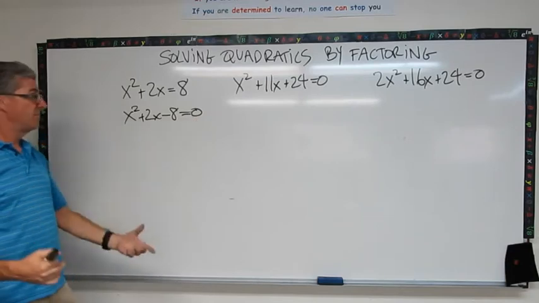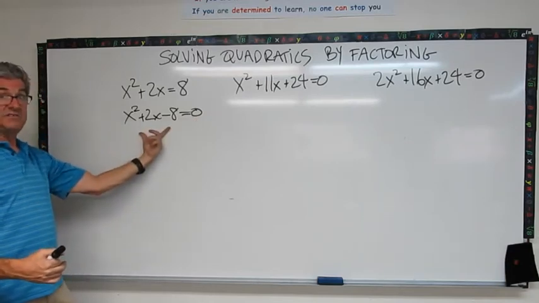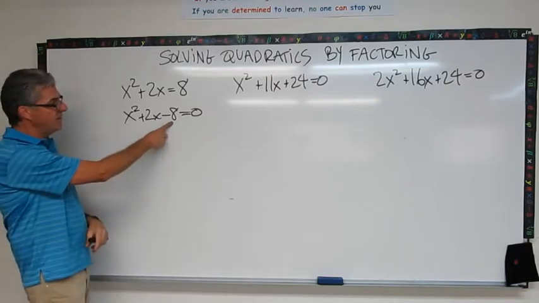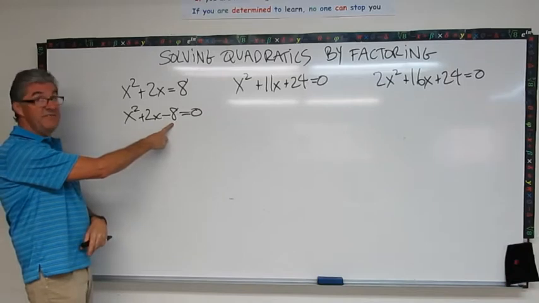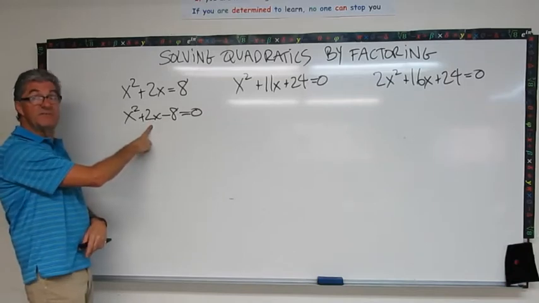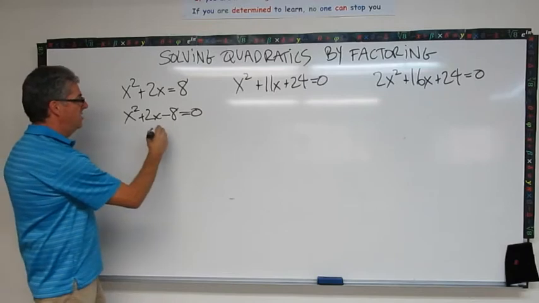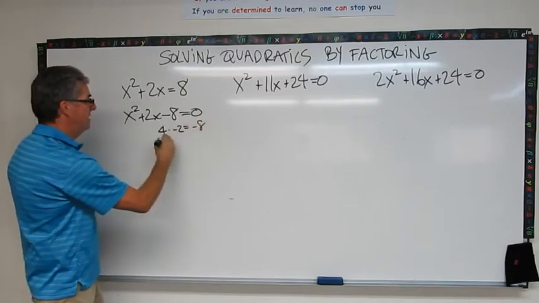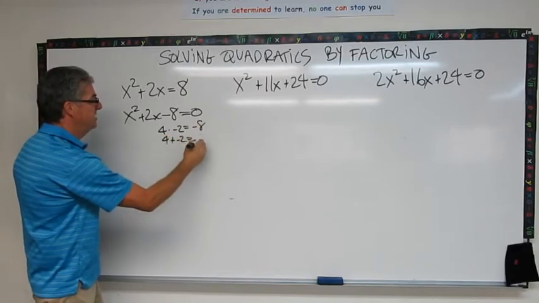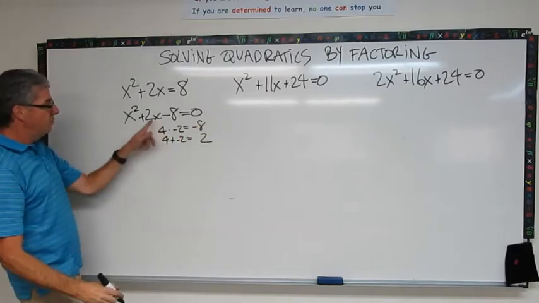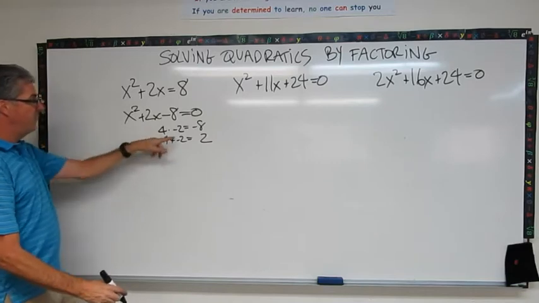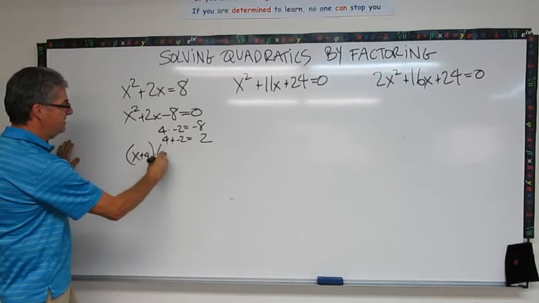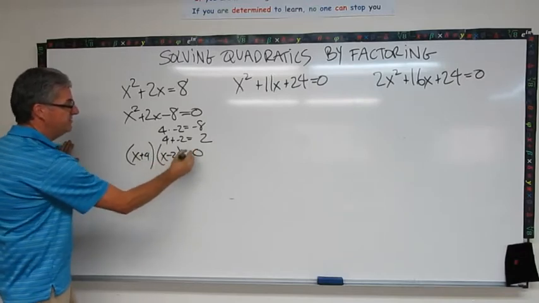The next step, fully factor the non-zero side. So this one is a product-sum factoring. What two numbers multiply to negative 8 that add up to positive 2? So that would be 4 times negative 2, because that's negative 8, and 4 plus negative 2 is 2. So that works for this factoring problem. I have 4 and negative 2, so I have (x plus 4) times (x minus 2) equals 0.